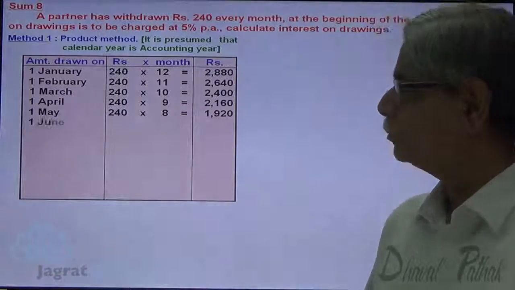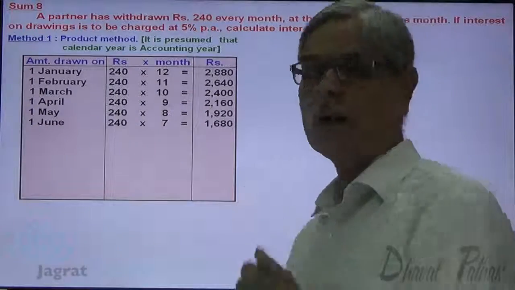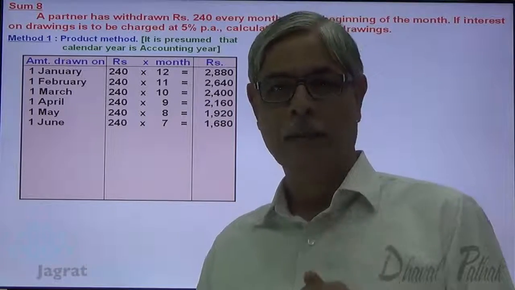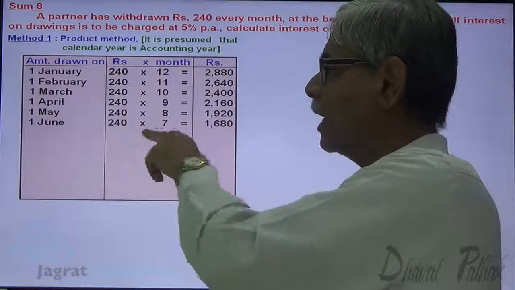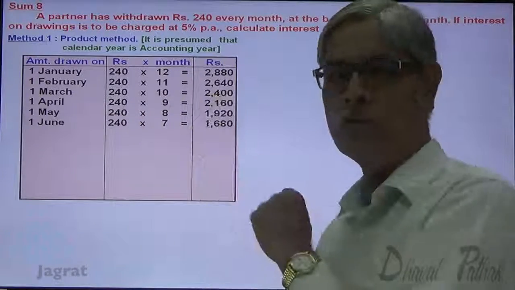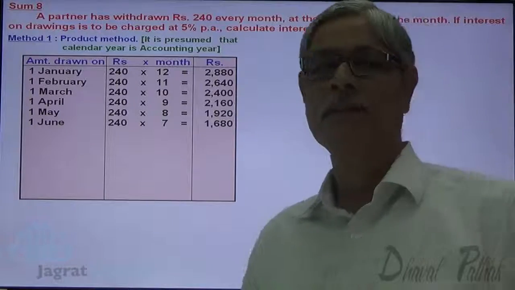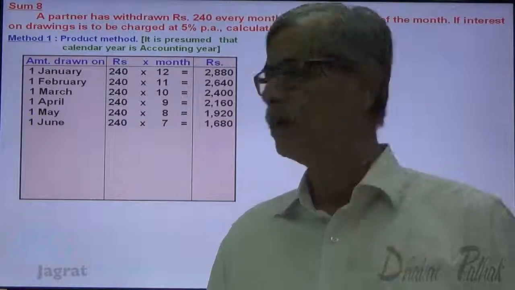Next, on 1st of June, 240 rupees are drawn. You have to calculate interest from 1st June to 31st of December, 7 months. So instead of calculating interest for 7 months on 240, you can have the same answer if you calculate 1 month interest on 1680. This is the gist of product method.